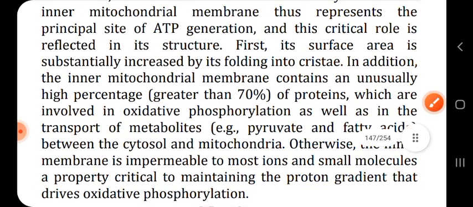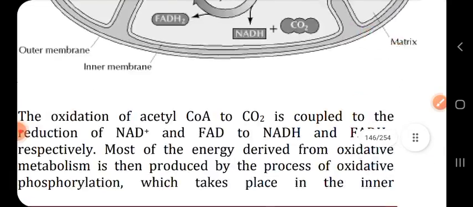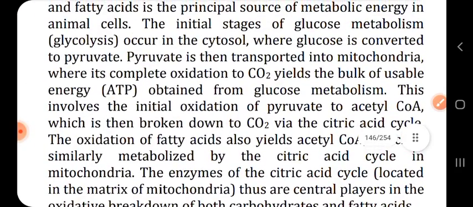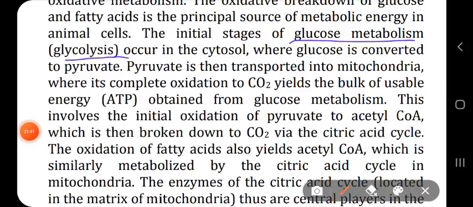If we summarize the whole process, as we know, in carbohydrate metabolism the glucose is first metabolized to form pyruvate, which is then further oxidized to give acetyl coenzyme A, which will be broken down to CO2 via the citric acid cycle.